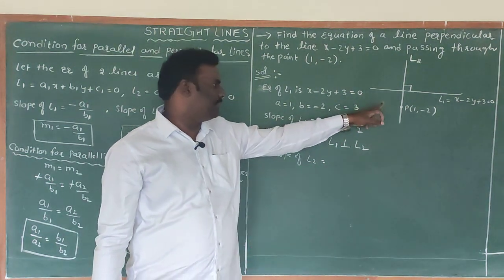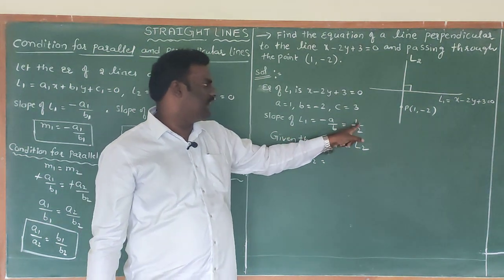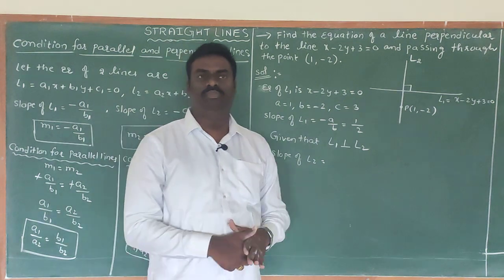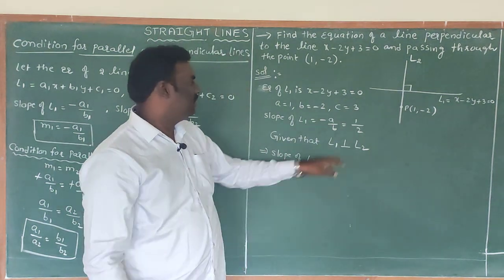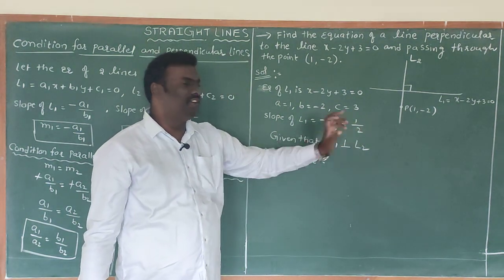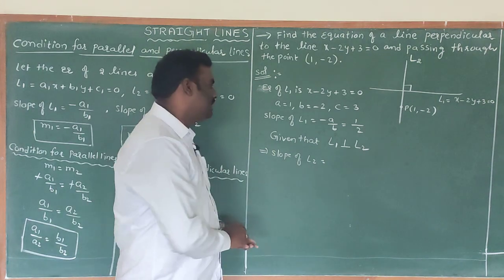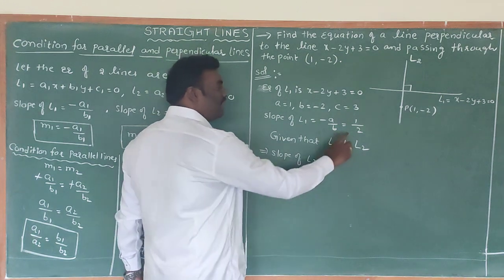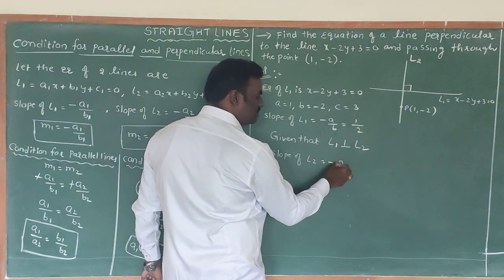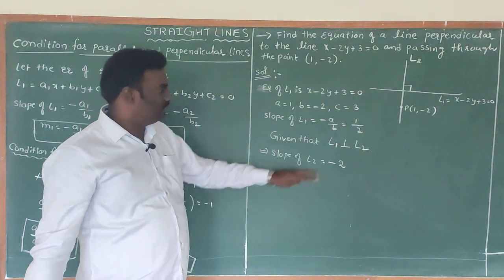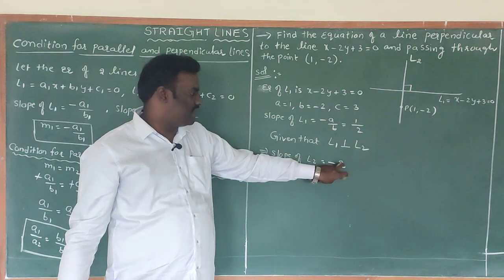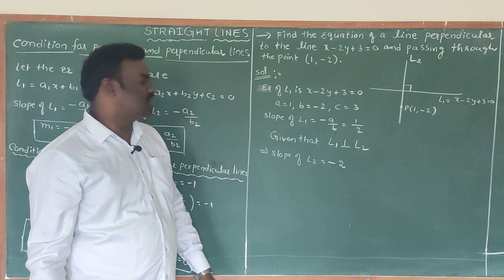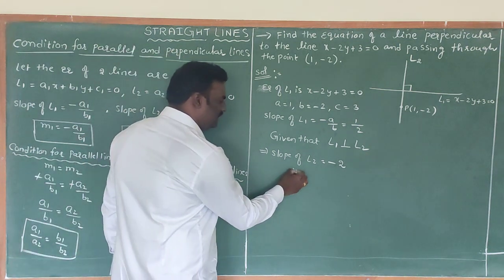If two lines are perpendicular, already one line's slope we know. We need to find the other line's slope. How to find it? First you take the reciprocal of this given value and change the symbol. See, here the symbol is plus, here minus. Here the value is 1 by 2, here the value is 2. Take the reciprocal of this value and change the symbol. Okay, now we got the slope of L2. This slope is denoted with m.